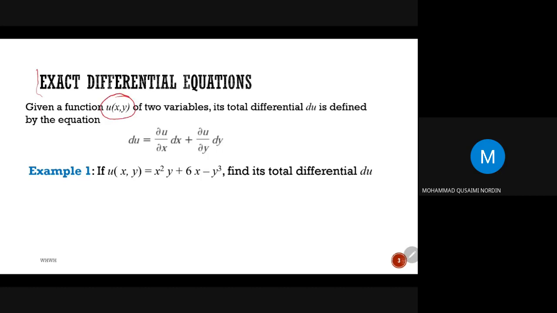This is already strange. Before this we had y equals f(x), where we solved y in terms of x. So now we have a function with two variables, x and y. Then its total differential du is defined by du equals del u over del x dx plus del u over del y dy. Are you used to this del in class?